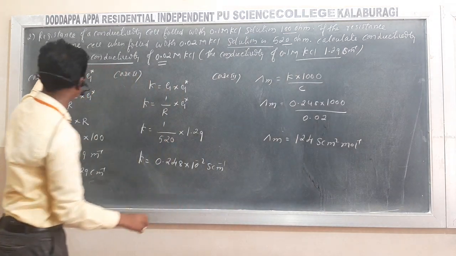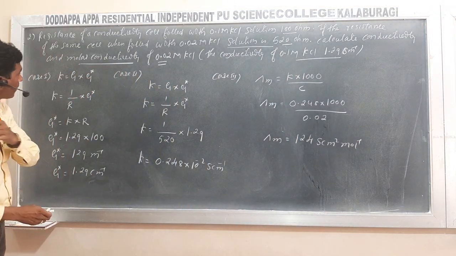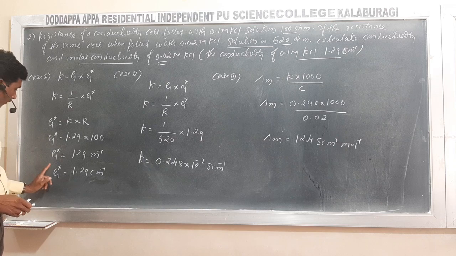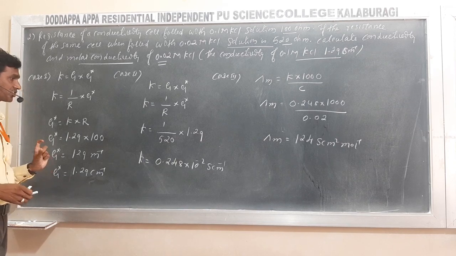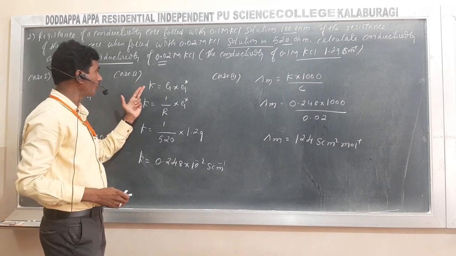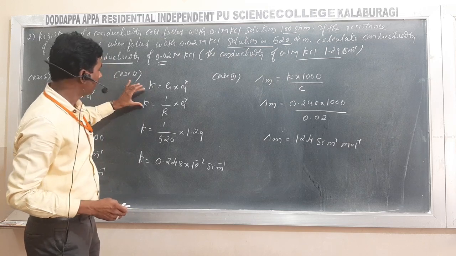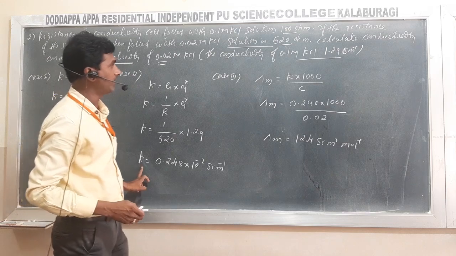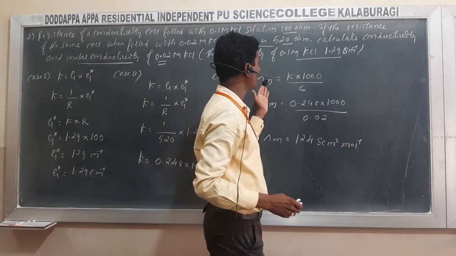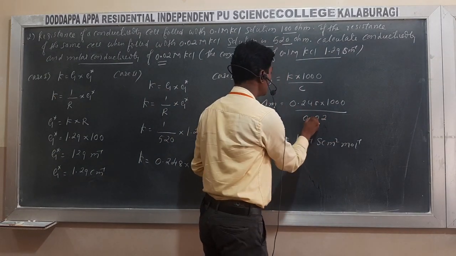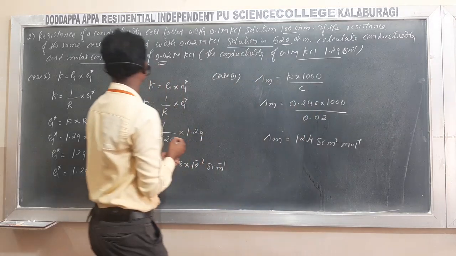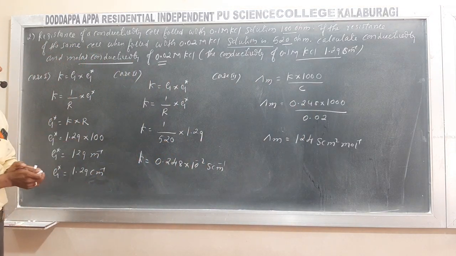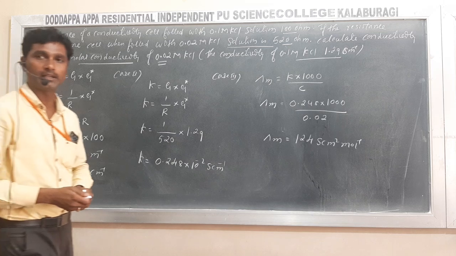So this problem mainly consists of 3 parts. In the first case you find the cell constant G star, and in the second case you find the conductivity with the help of the cell constant 1.29. After getting the conductivity, you go forward to the calculation of molar conductivity. So this is the example of the resistance of a conductivity cell with 0.1 M KCl solution, 100 ohm, and you find the conductivity and molar conductivity.